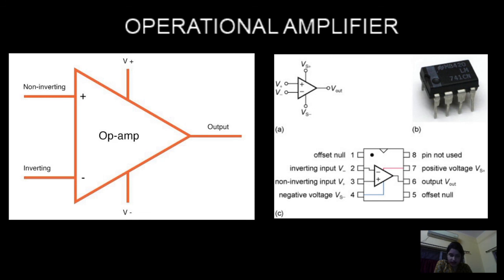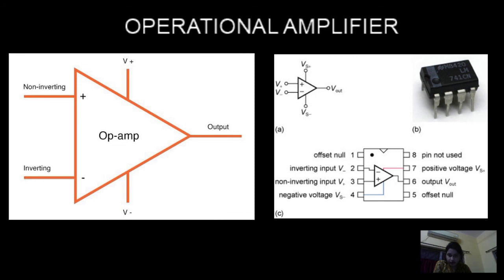And you see there are some other pins like pin number 8 which is not used. Pin number 1 and 5, both the pins are written as offset null. Actually, offset null adjustment is made between these two pins. It can be done manually, but nowadays in the ICs that are available, this offset null adjustment is already done. And this is the IC shown here, the integrated circuit or the chip that looks like this.